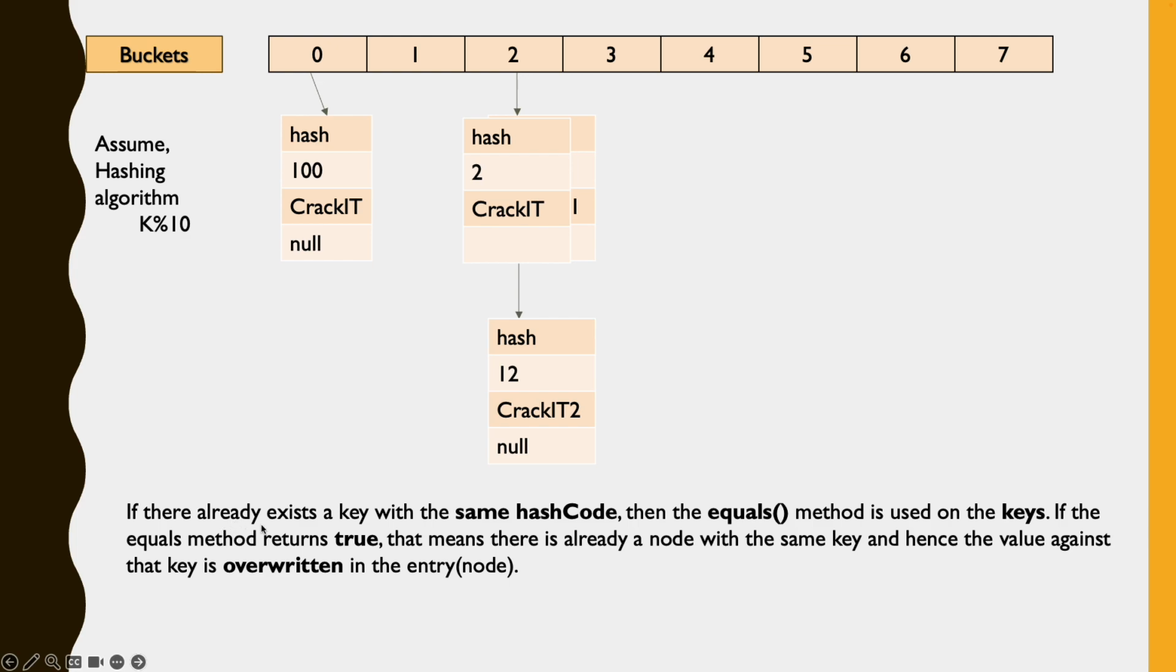In this situation, if there already exists a key with the same hash code, then the equals method is used on the keys. So 2 will produce the same hash code. So the equals method is called, and the equals method will now return true. If the equals method returns true, that means there is already a node with the same key. Yes, we already have a node with 2 as the key, and hence the value against that key is overwritten. So the value is changed from crackit 1 to crackit in our case.